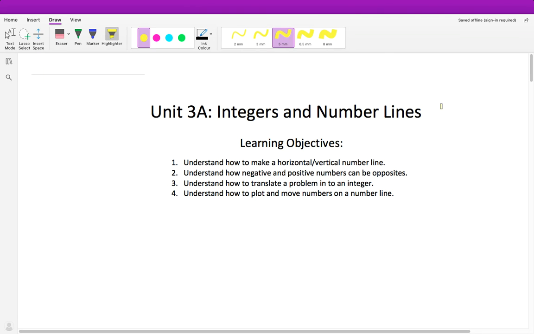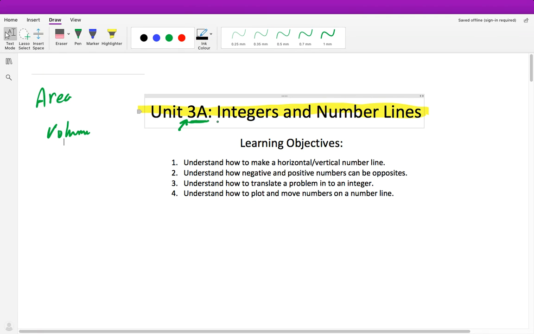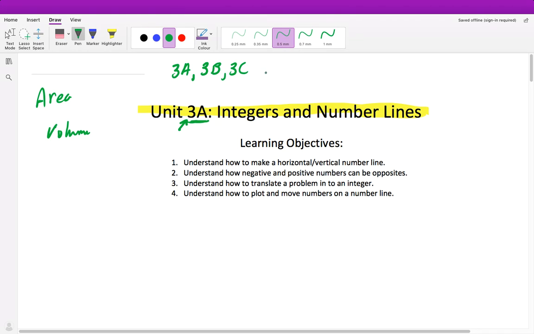So the first thing with your videos, you will see that you will be given a unit number and letter and a title, right? This is important, and you need to write this down every single time, so that way you can keep track of your notes for each lesson. And when you look, this 3A, just make sure you're paying attention, because this means that we're on our third unit this year. We've done area, we've done volume and solids, and now we're working on rational and integer numbers. So it's our third unit, and the A means it's our first lesson of that unit. So you'll see 3A, 3B, 3C, and so on.